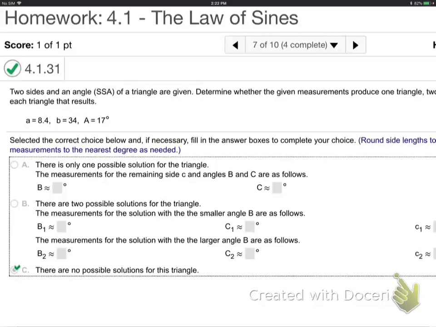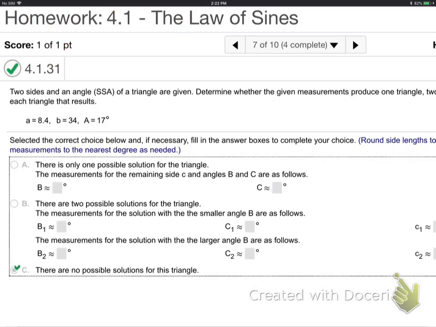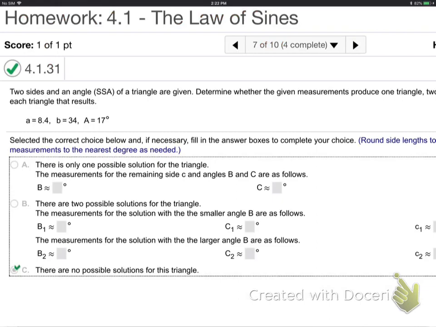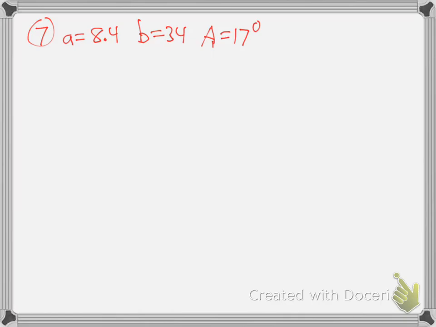All right. What's going to happen on this one when you hit the buttons on your calculator? You're going to get an error. That'll let you know that's not even possible. So let me write it out. So this is number 7. Little a is 8.4, angle A is 17, little b is 34. Did I get that right? Yeah. Okay. So let's just dive in.